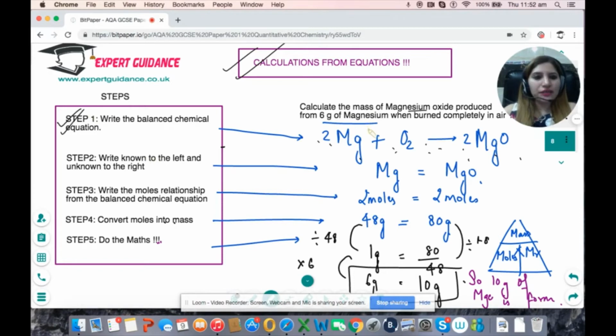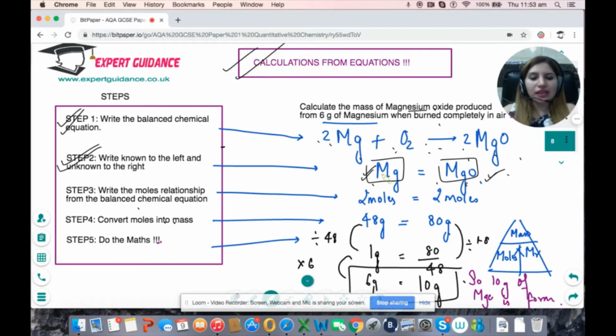Step 2 is, whatever information is given to you in the question, you put it to the left, and what they ask you to find, you put it to the right. So in this question, calculate the mass of magnesium oxide produced when 6 gram of magnesium burns. They have given you the mass of magnesium and asked you to find the mass of magnesium oxide. So the known I have put to the left of the equal to sign, and the one I have to find I've put to the right of the equal to sign. That's my step 2.